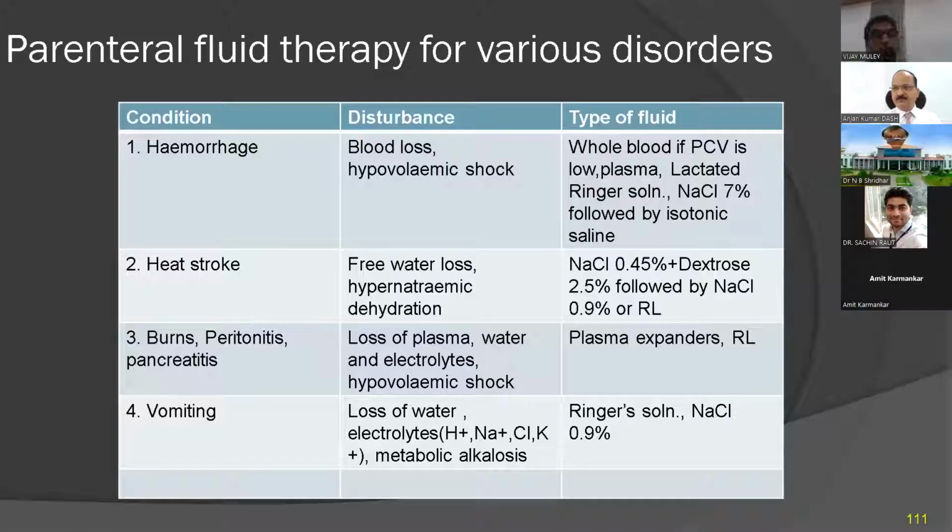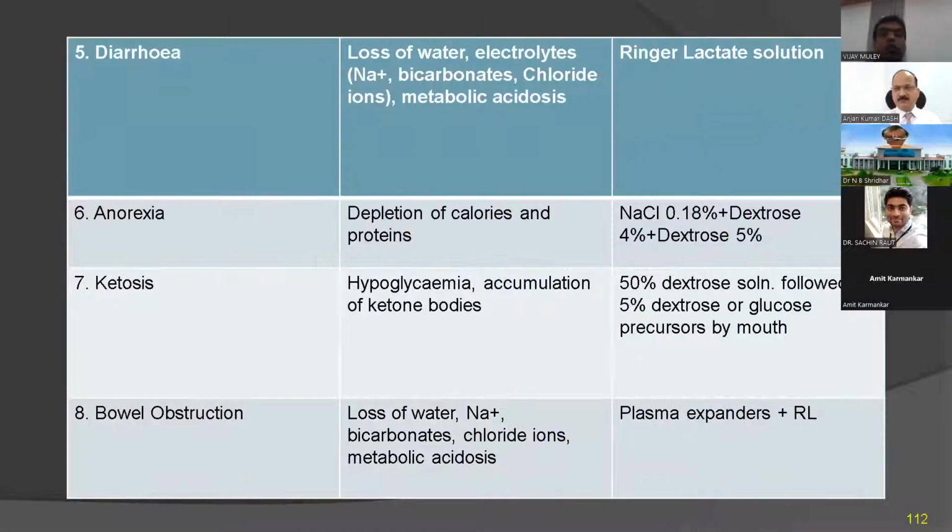In the case of dogs, if vomiting is there, then always Ringer solution, then sodium chloride is required. Suppose there is severe diarrhea in ruminants, then Ringer lactate solution 20 to 30 ml per kg per hour may be administered. In anorexia, sodium chloride 0.18%, then dextrose 4% or dextrose 5% may also be required.